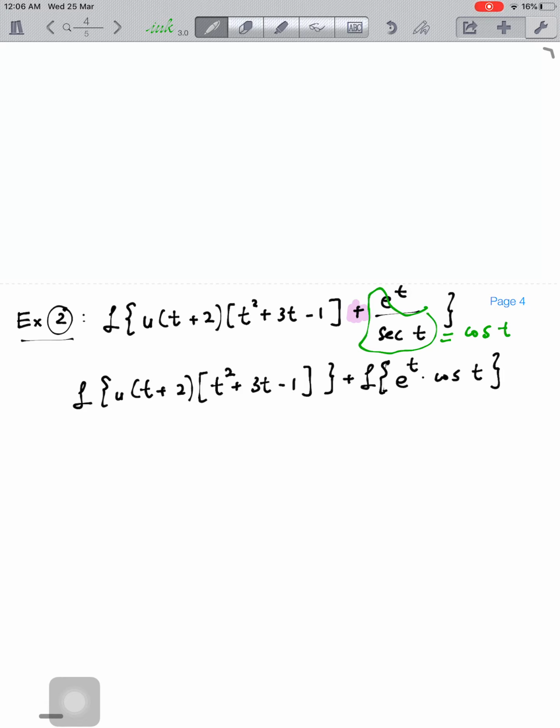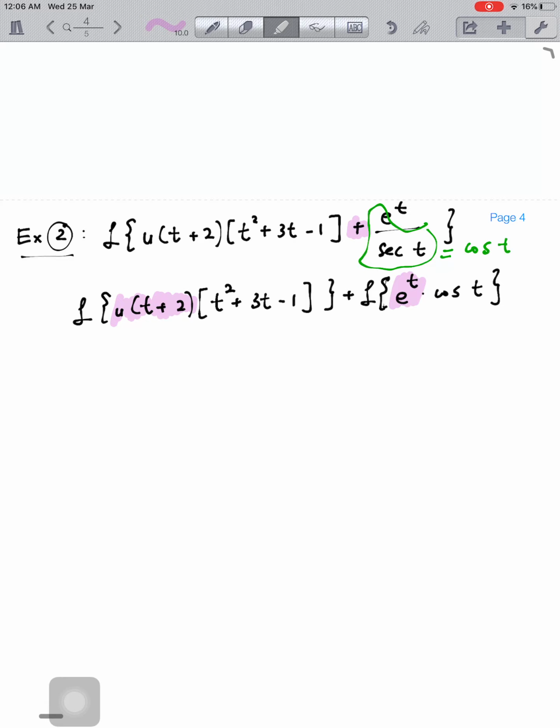Alright, so now I have separated them by using the linearity theorem. But if you notice, for each of these 2 terms I'm going to have to apply different theorems. This one, because of a product where one of them involves a unit step function, will be the second shift theorem. And for the second Laplace transform, because I have an exponential right there, this is going to be the first shift theorem.